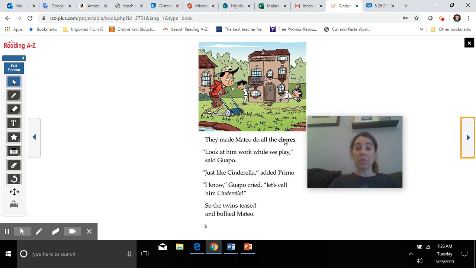They made Matteo do all the chores. And chores here I can see is highlighted. Chores means all the work that you do at home. Look at him work while we play, said Guapo. Just like Cinderella, added Primo. I know, Guapo cried. Let's call him Cinderello. So the twins teased and bullied Matteo.